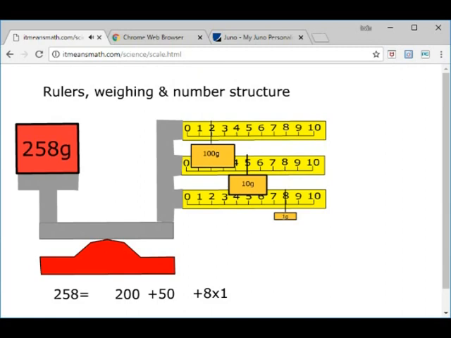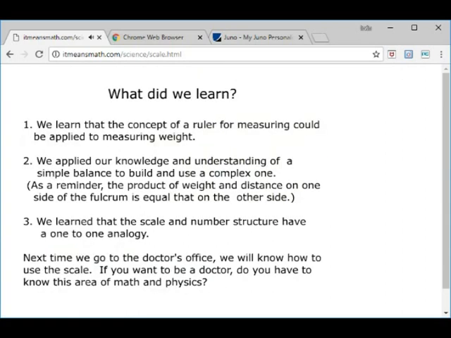That's equal to 258. 2 times 100 is 200. 5 times 10 is 50. And 8 times 1 is 8. 258. We have learned that the concept of a ruler for measuring could be applied to measuring weight. We applied our knowledge and understanding of a simple balance to build and use a complex one.